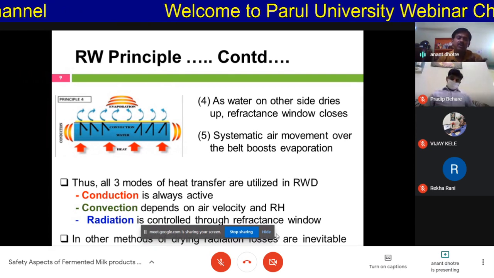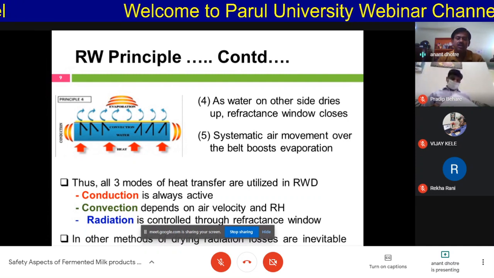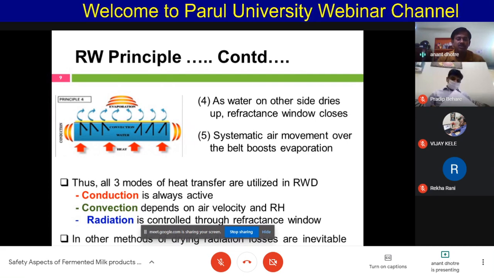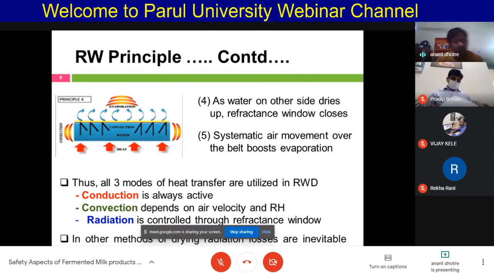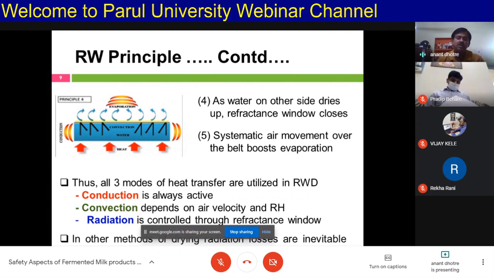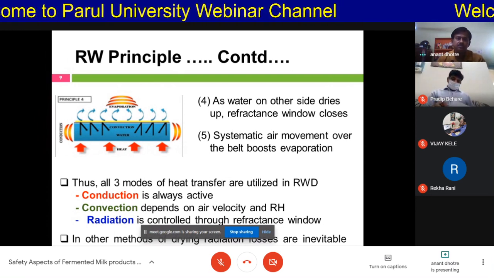Now we all know that in other methods of drying, we categorically assume 10 to 20% radiation losses from the drying chamber or drums of the dryer. Now in this case, these losses are being effectively used as effective energy.